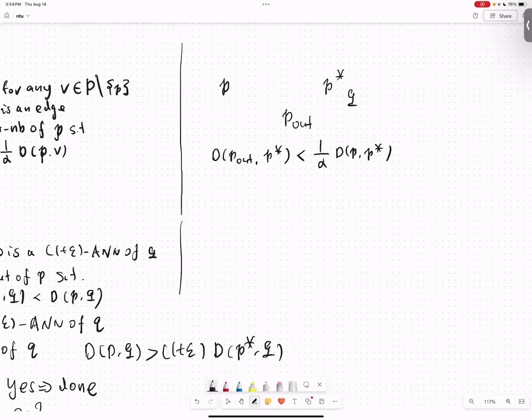But remember, this is from P to P star. Okay, good. All right, now with this inequality, let's do some derivation.